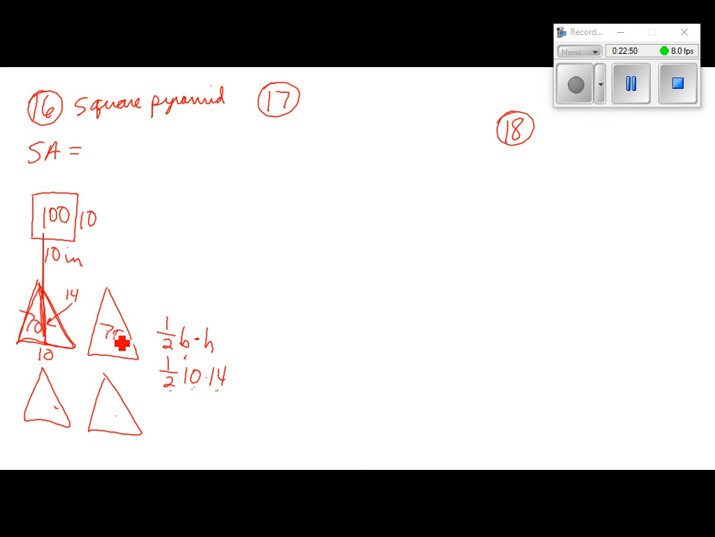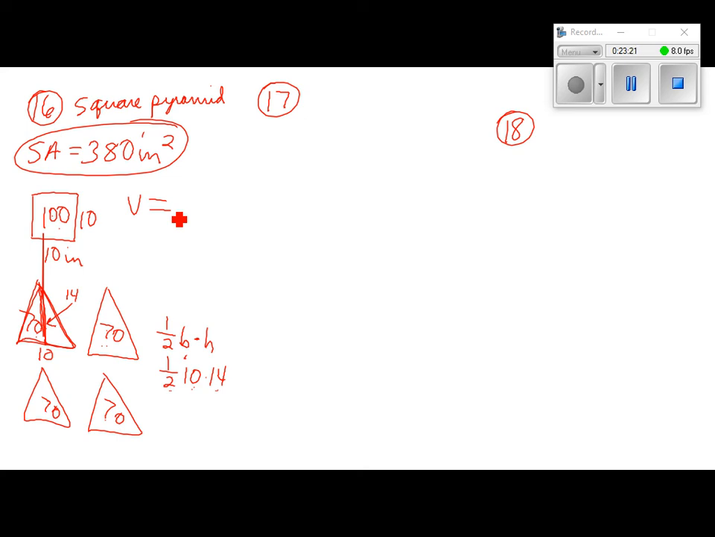Well, since it's a square pyramid, that means all of them are 70. And to find the surface area, we just add all those up. 4 times 70 is 280. 280 plus 100 is 380. And our units are inches squared. Don't forget, even for surface area, still square units. Then for the volume, you look up the formula on the formulas worksheet for volume.